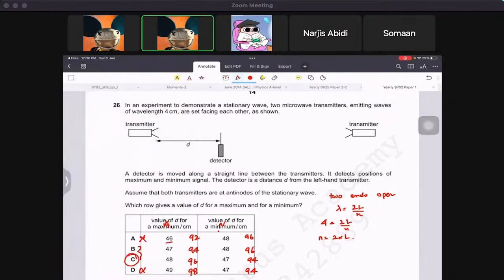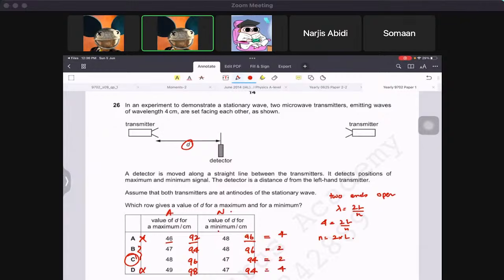Now we are checking, this is the antinode and this is the node, right? So when it is moving from one place to another, I'm just checking what would be the difference between them. So if I subtract these two, what do I get? 4, 2, 2 and 4.